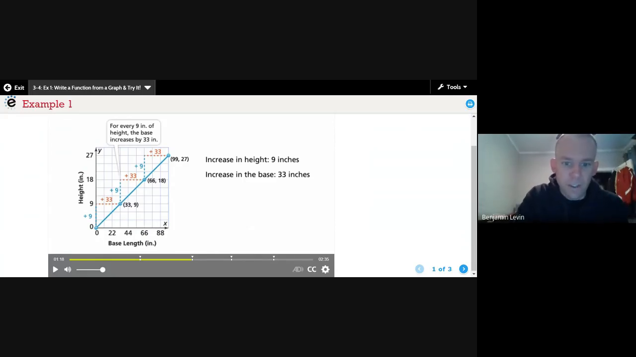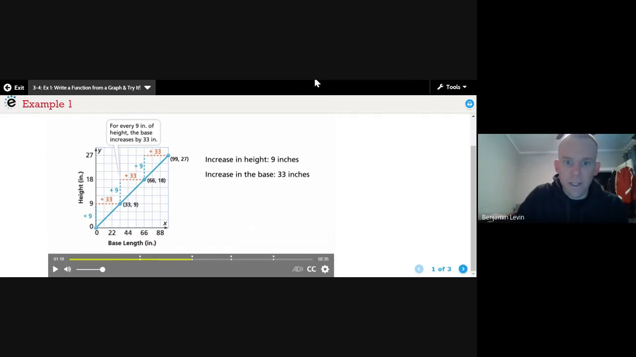You got to put the x with the slope, right? Because the x always goes with the slope. That's why I did that. And then our plus b would just be plus 0. So we went up 9 over 33. And you can see down here, our plus b is 0.